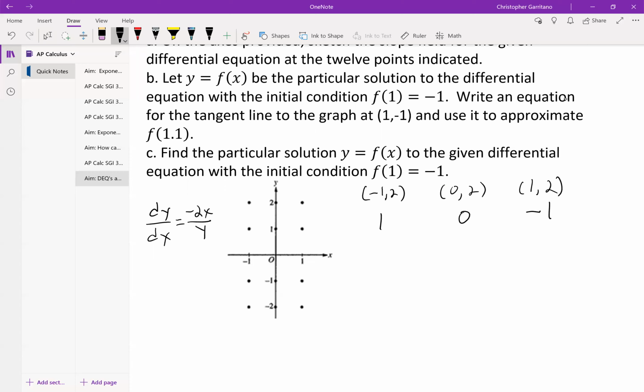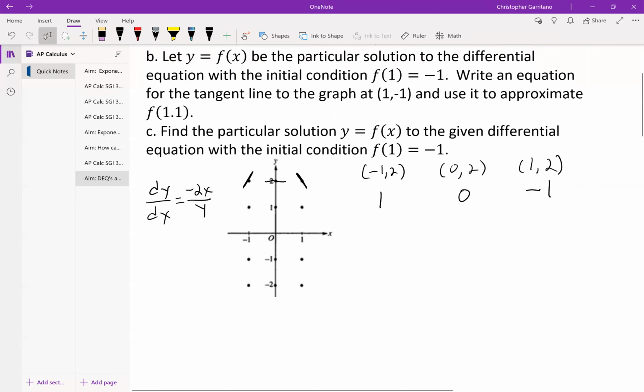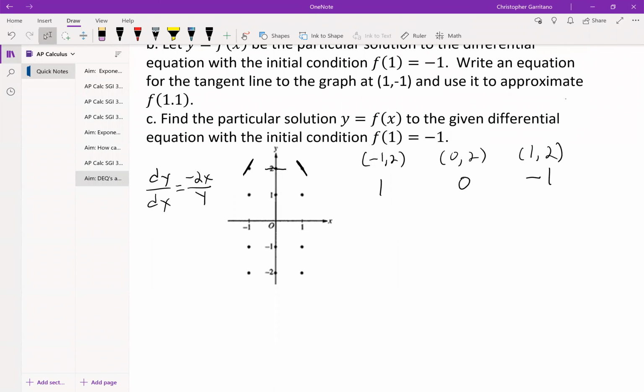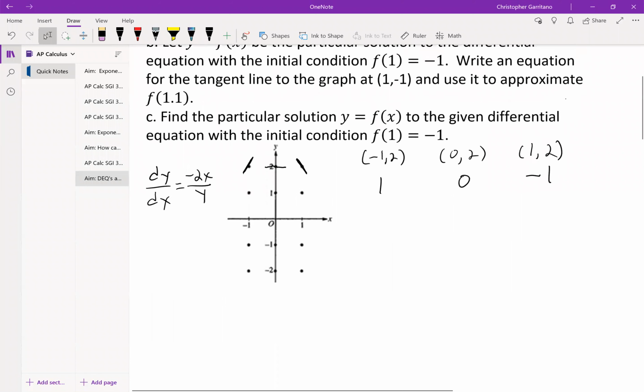So at the point negative 1, 2, there will be a slope of 1. And just do the best you can to draw a slope of 1. At the point 0, 2, there will be a slope of 0, and of course, we know that means a horizontal line. And at the point 1, 2, there will be a slope of negative 1. Okay, so that's the slope field thus far. Obviously, you would continue on for all the other points. I'm going to go down to that row on the x-axis.